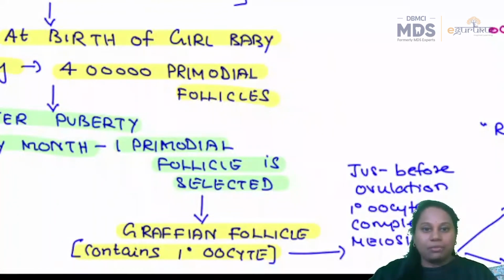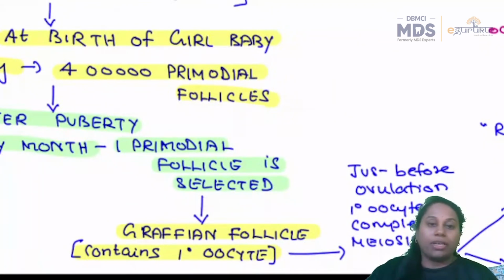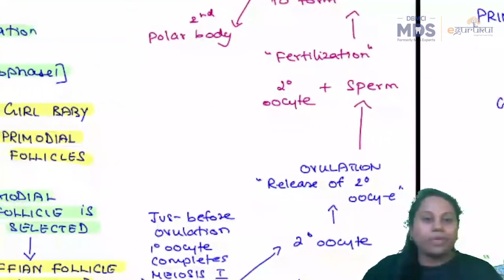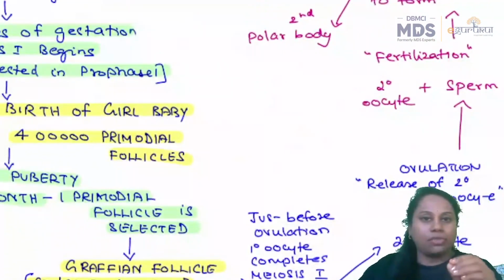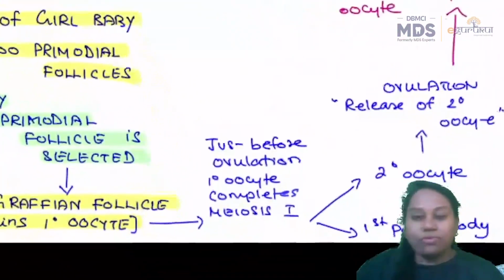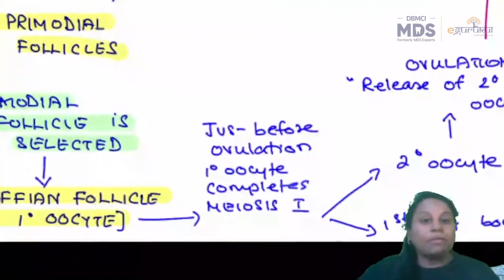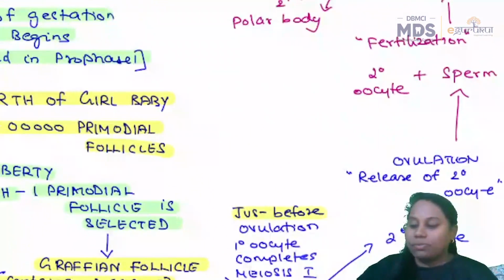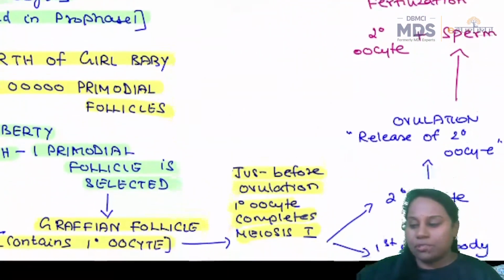So let's say this month one primordial follicle has been selected. It has been converted into a Graafian follicle. Inside this Graafian follicle, you have one primary oocyte. Now, during the menstrual cycle, on the 14th day, there is ovulation. Just before ovulation, the primary oocyte completes meiosis 1.